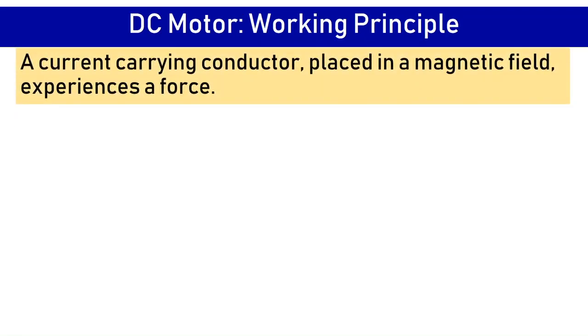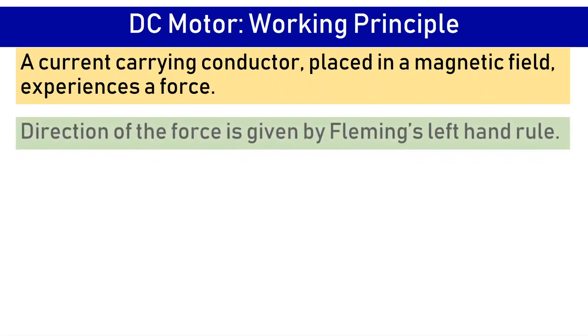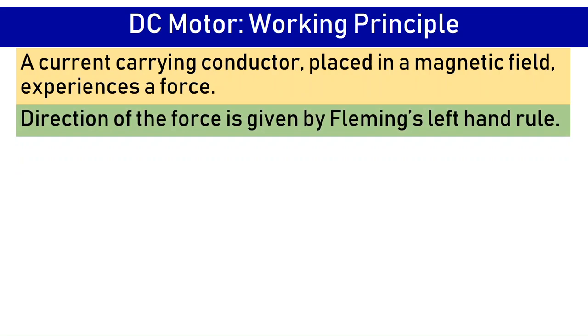The working principle of a DC motor is based on an already well-known principle that a current carrying conductor, when placed in a magnetic field, experiences a force. Now, the direction of this force is given by Fleming's left-hand rule. We all know this rule.